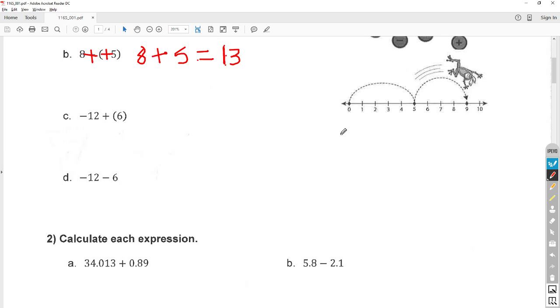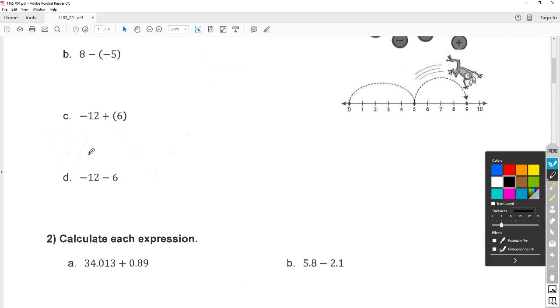Okay, and I won't do a number line for this one. So you can see if you start at 8 and then move to the right 5 times, you would end up on 13. Okay. All right, and then let's look at the next one, C.